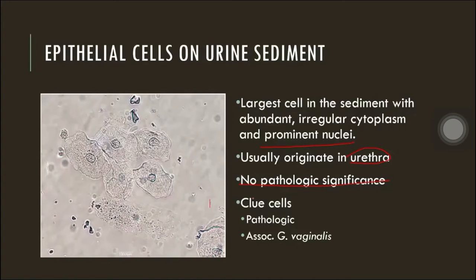One form of epithelial cell that has a pathologic significance is the clue cell. When you see epithelial cells with attached organisms, that's a clue cell. It is pathologic and associated with Gardnerella vaginalis infection. If you try to remember, Gardnerella vaginalis infection causes bacterial vaginosis.